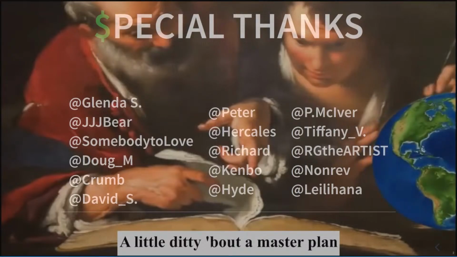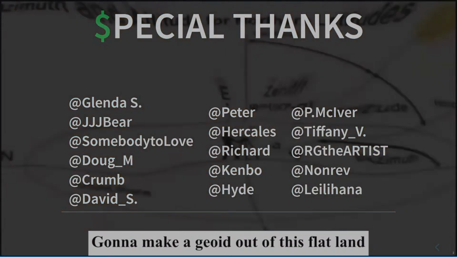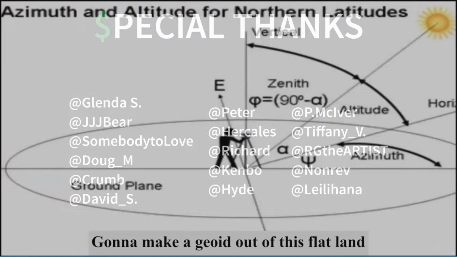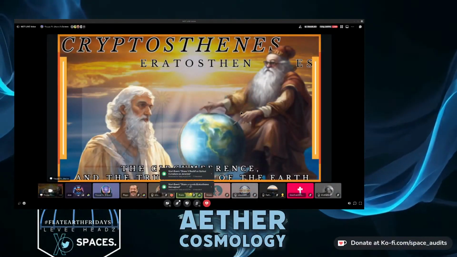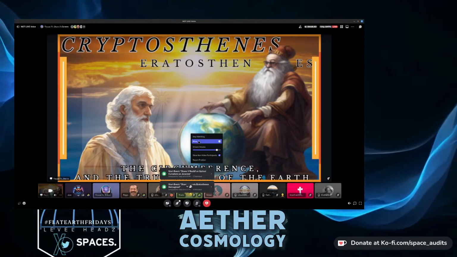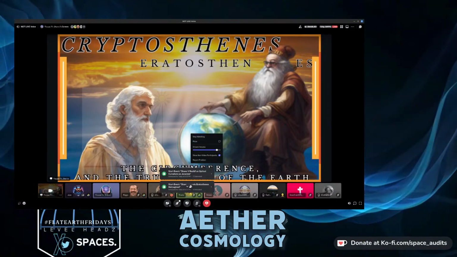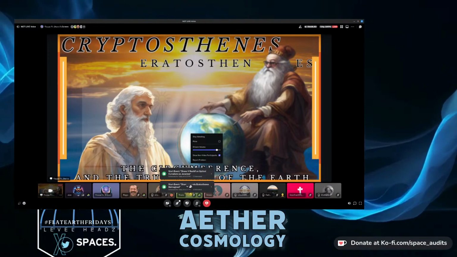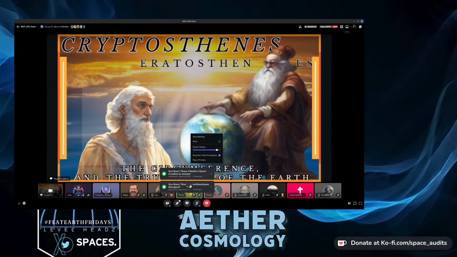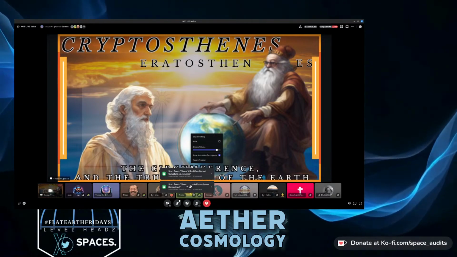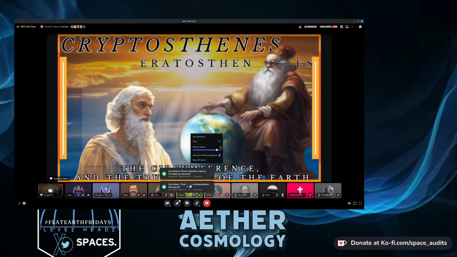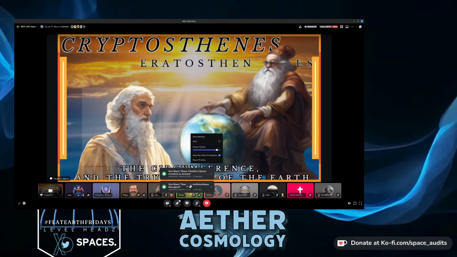Master plan. Gonna make a geoid out of this flat land. A little ditty about a master plan. Gonna make a geoid out of this flat land.